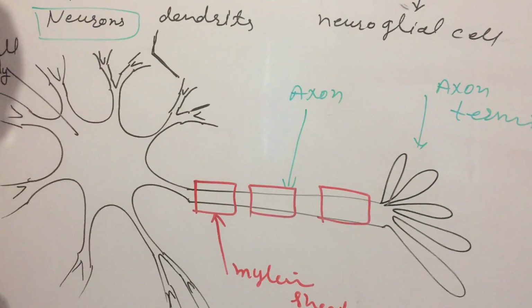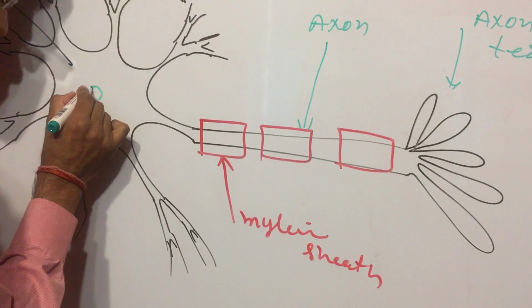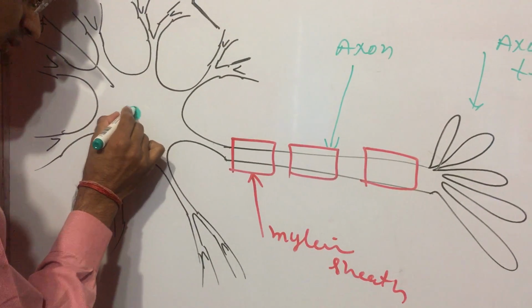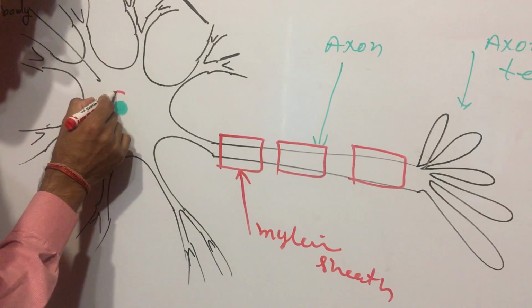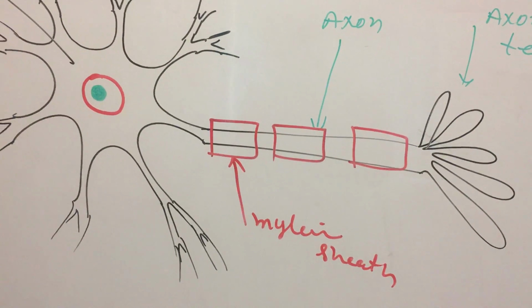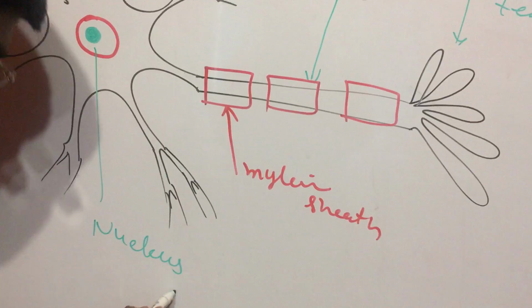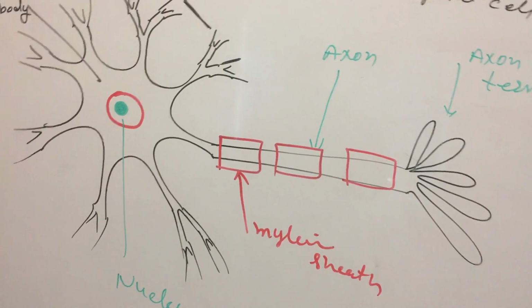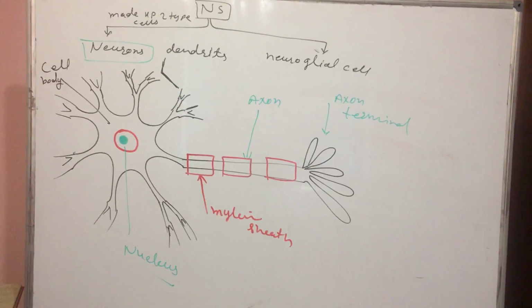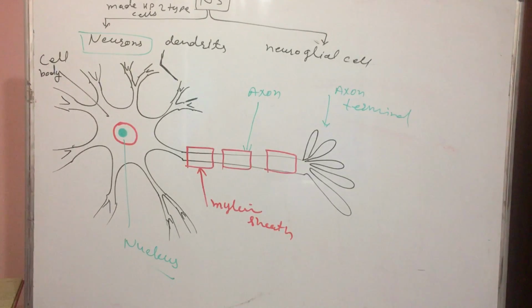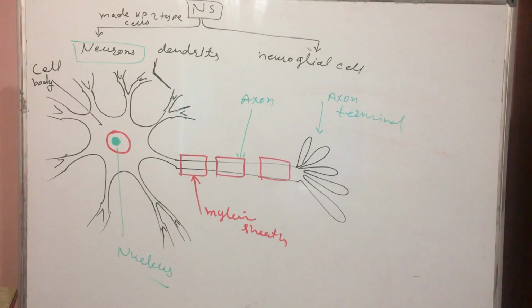In the cell body, the neuron has one nucleus. This is the nucleus. This is a very simple diagram of the neuron. Here are four types of neuron: the multipolar neuron, bipolar neuron, pseudounipolar neuron, and the unipolar neuron.